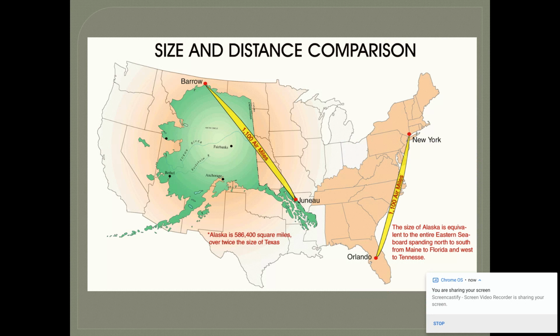If you look at the size of Alaska, you can see how big it is. This is sort of overlaid over the United States. Of course, you've often heard that Alaska is bigger than Texas. Well, you can see it takes up a good chunk of the entire U.S. From the tip of Barrow, Alaska, all the way down to Juneau, which is the capital. From Barrow to Juneau is about 1,100 miles as the crow flies from point to point. From New York to Orlando, Florida is 1,100 miles, which you can see here on the map.